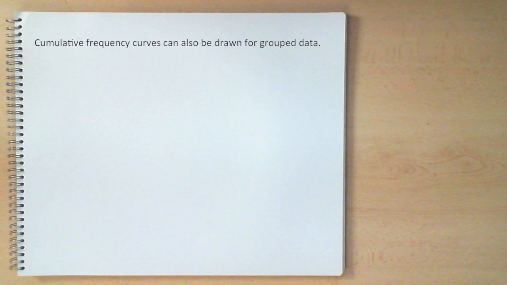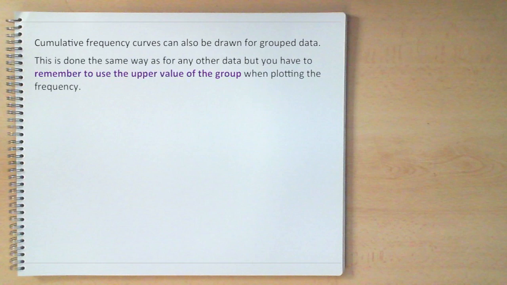Cumulative frequency curves can also be drawn for group data. Very straightforward to do this. It's exactly the same process as for any other frequency table, but you have to remember to use the upper value of the group or class when plotting the frequency. So let's use a set of grouped frequency data that we've already seen before.